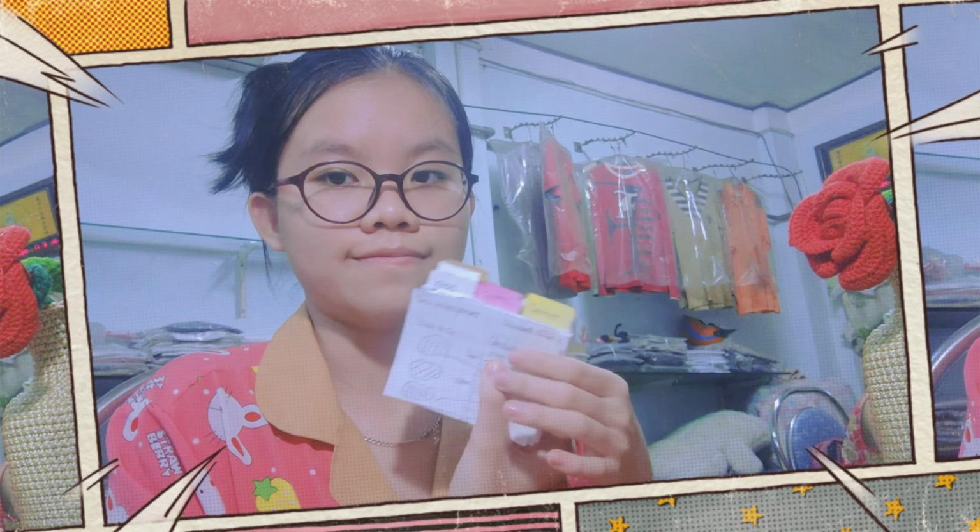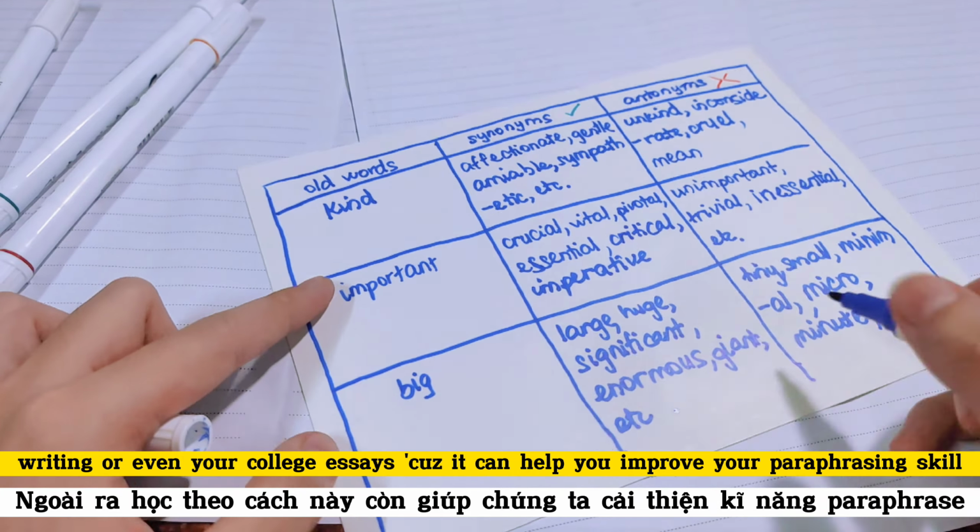You will realize that those new vocabulary are much easier to learn because they have the same or contradictory meaning with the old word that you have learned by heart. Thanks to this, you don't need to fill every blank space in your notebook with an eclectic mix of information like meanings, examples, collocations, but still can learn the same amount of vocabulary as other methods. Besides, this note-taking tip also comes in handy when it comes to IELTS speaking, writing, or even your college essays, because it can improve your paraphrasing skill.